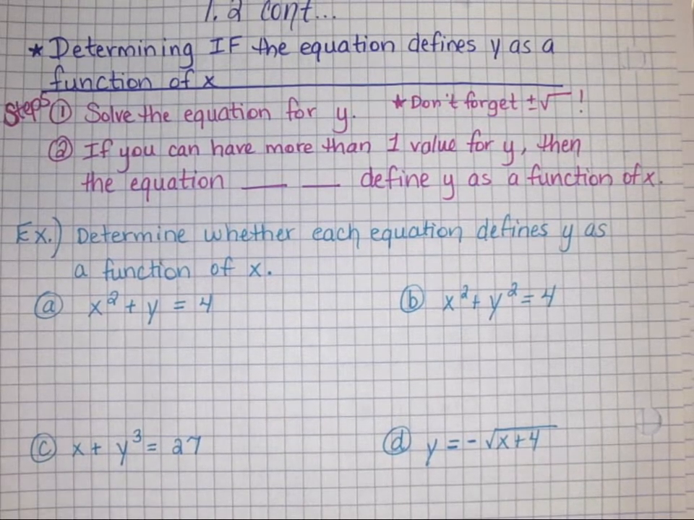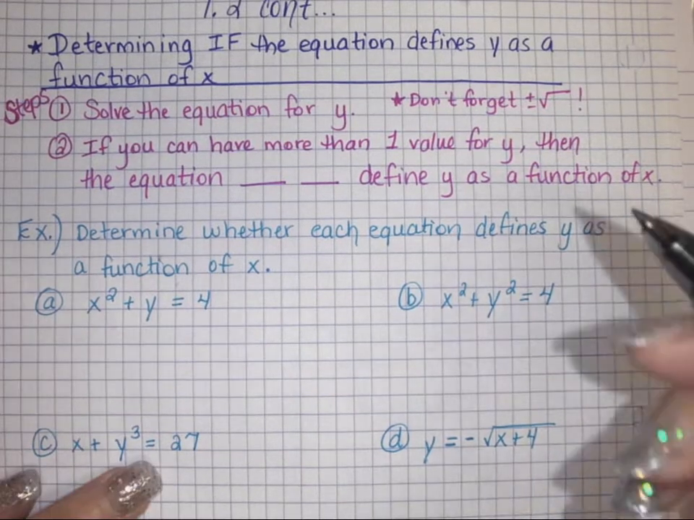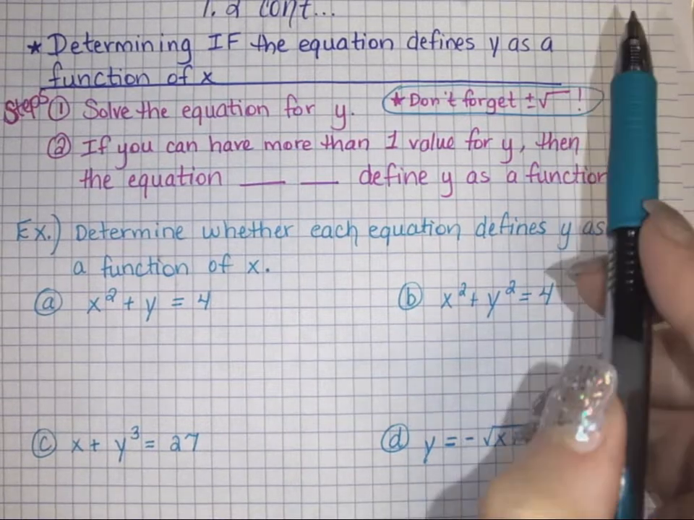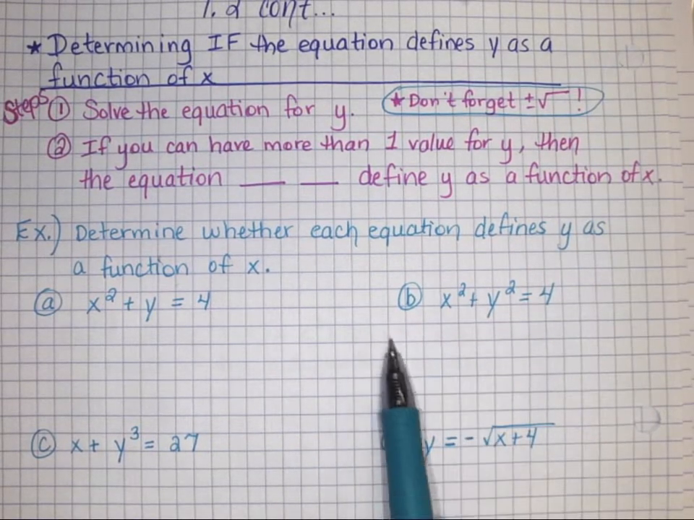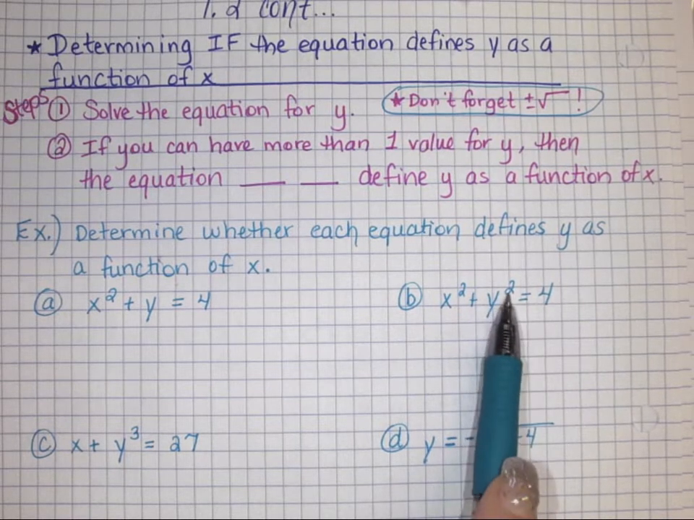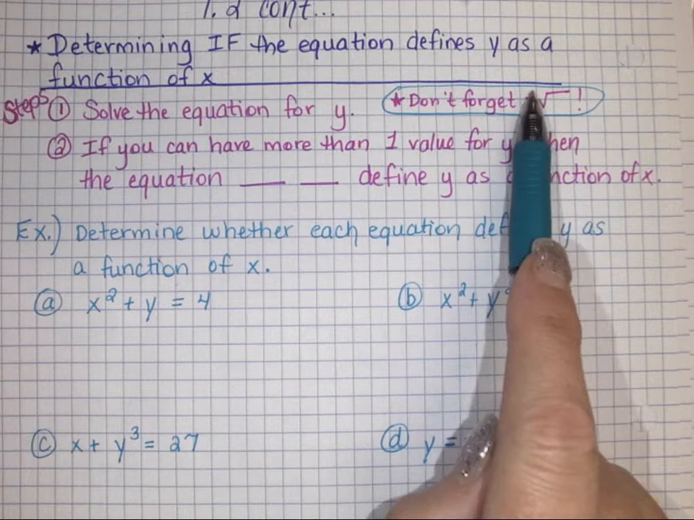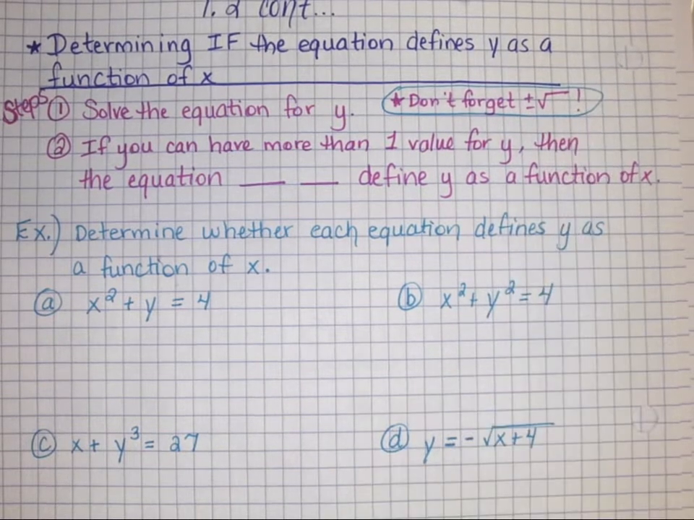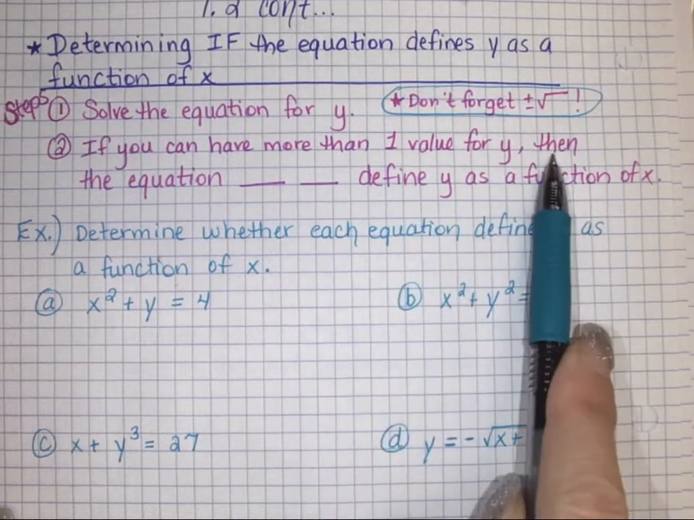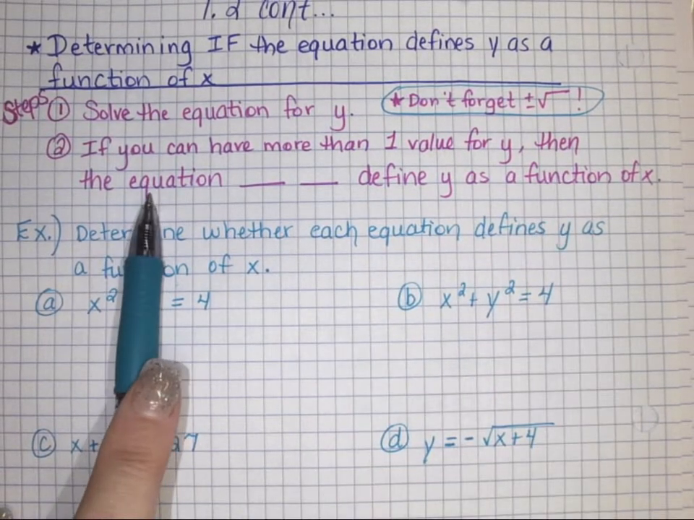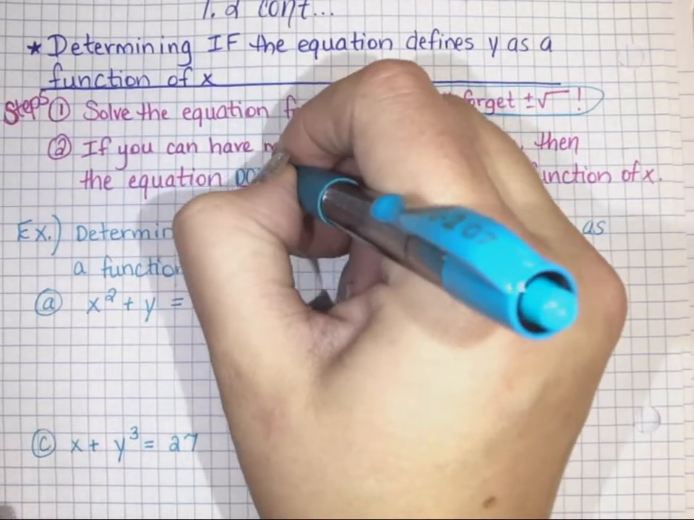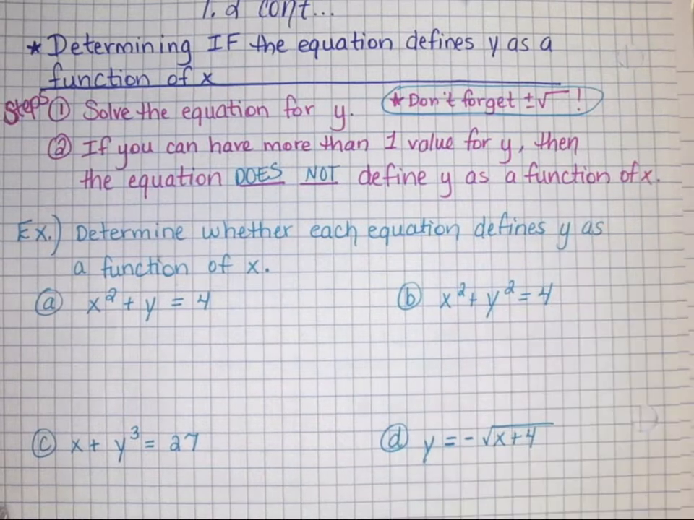And here is a very common thing that students forget on into math. I forget it myself sometimes. When you take the square root, for example, in part B, when we solve this for y, I will have to take the square root to get rid of that. You remember you put positive or negative square root when you do that. So step 2, if you can have more than one y value, then the equation does not define y as a function of x.